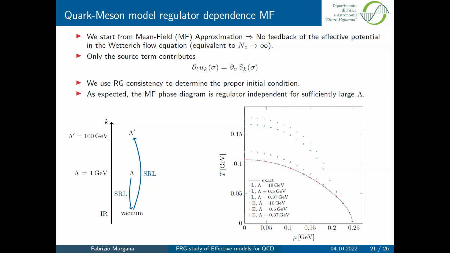Using this procedure and fixing a sufficiently large cutoff, you see that all the regulator shape functions we choose collapse into a single phase diagram. This is a very nice result, but of course it is just the tip of the iceberg, because we expect this. This is a well-known property of the mean field phase diagram, which is independent of the regulator. So this is just a test.